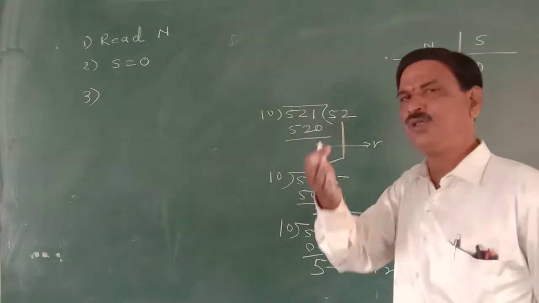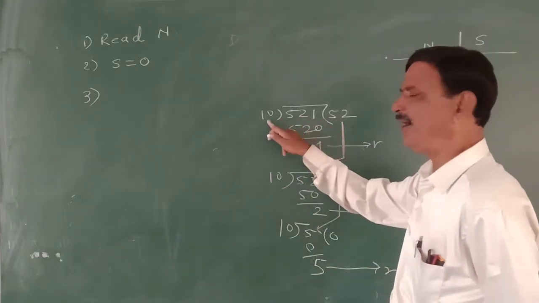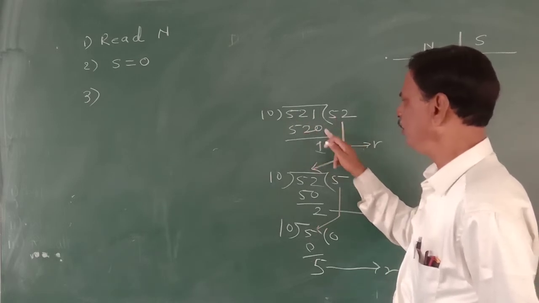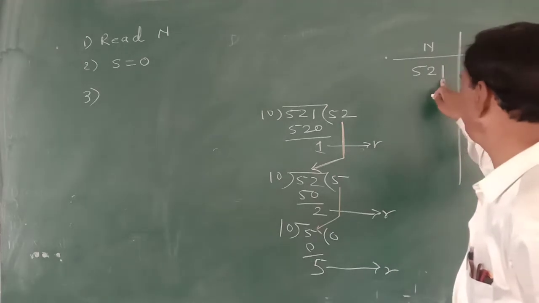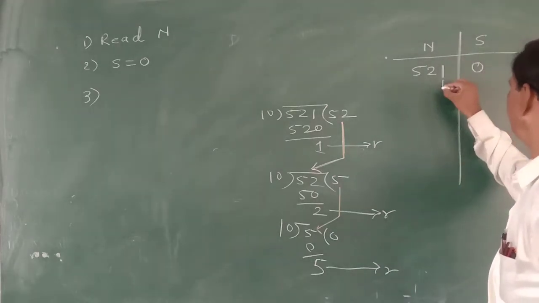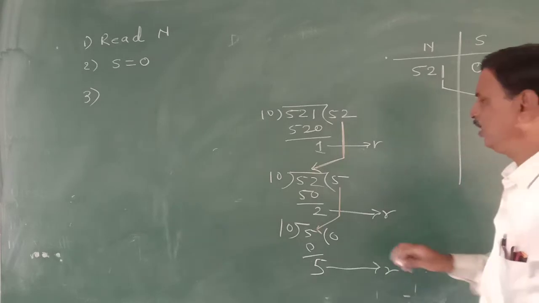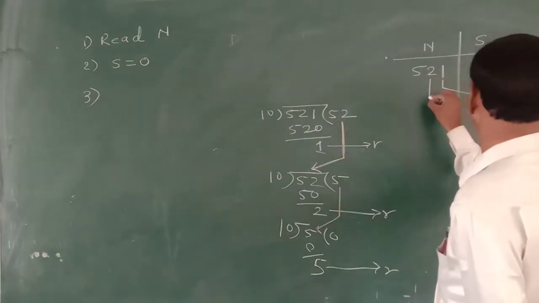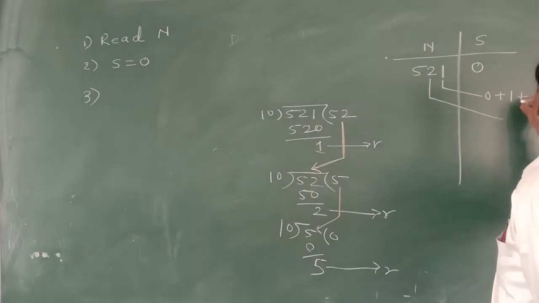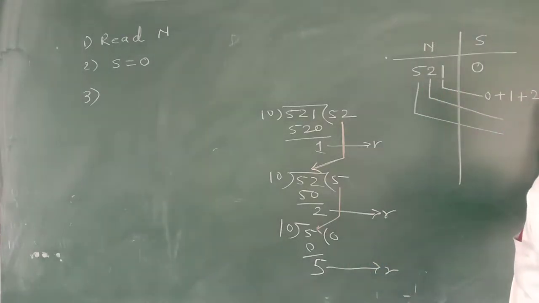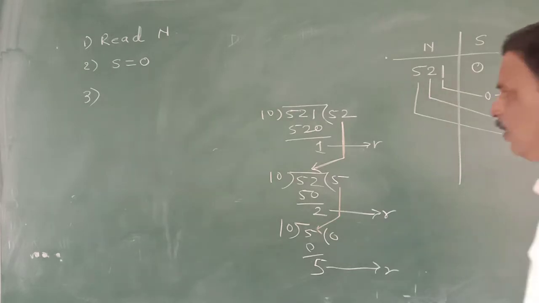So, say number is 251 divided by 10. Quotient will be 25, product will be 250. Remainder is 1. So, you see first remainder is available. You have to add 0 plus 1. Second remainder 5, that you have to add again. And third remainder 2, that you have to add again. So 1 plus 5 plus 2 is equal to 8. So S is equal to 8.